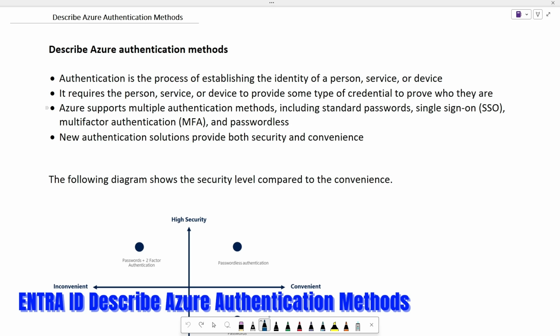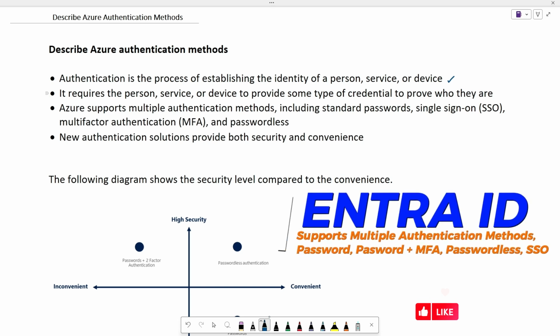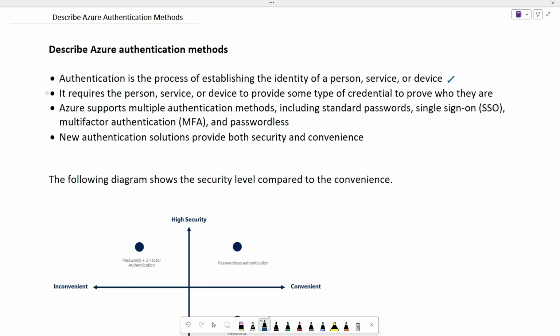Authentication is the process of establishing the identity of a person, service, or device. The person, service, or device has to prove who they are using credentials. For example, if you are traveling in a train or a plane, you have a valid ticket, and it is you who are authorized to enter the train or flight. Authentication is similar to that. You need to prove who you are to access any service or resource.